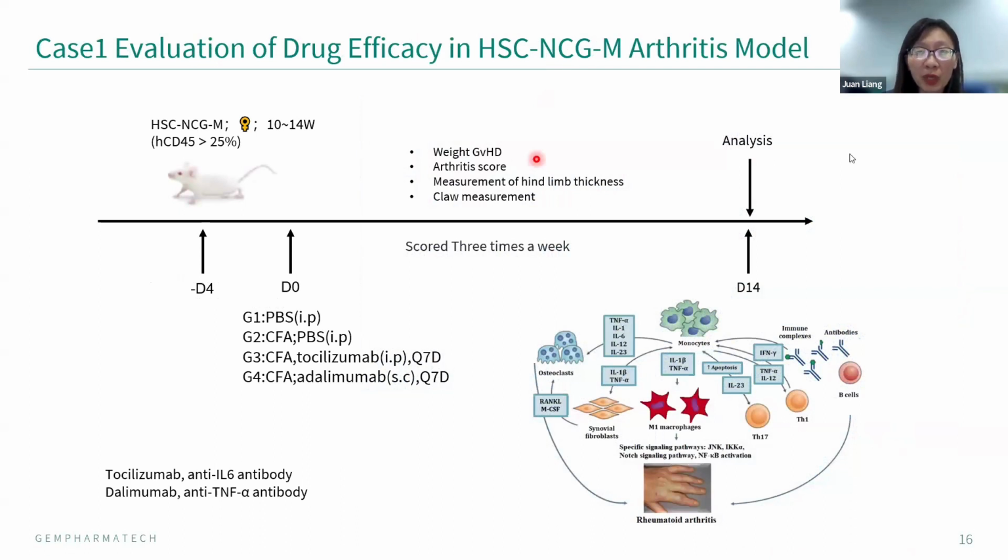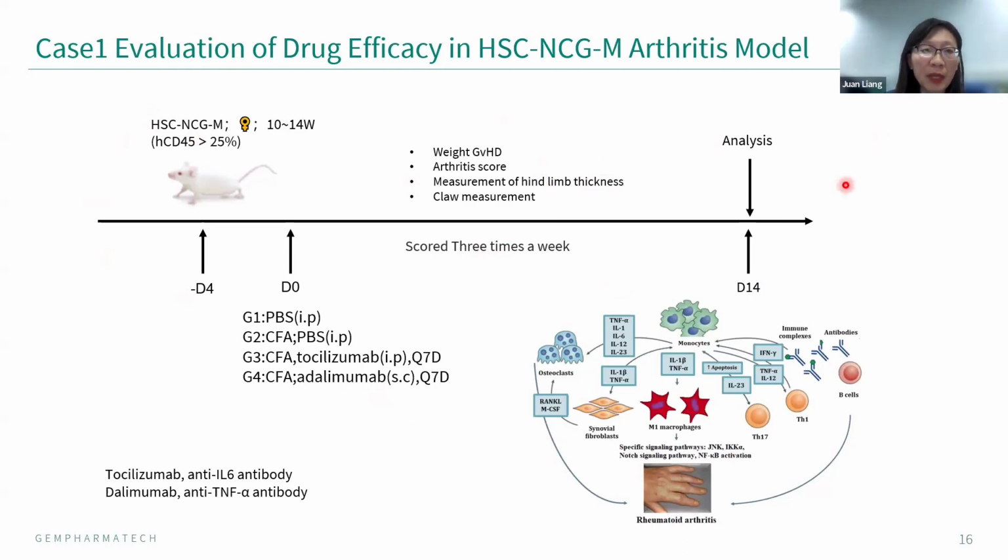Then we performed the drug efficacy study in this HSC NCG arthritis model. First, we evaluated the TNF-alpha antibody efficacy using this model. We already know that TNF-alpha contributes to the development of arthritis. And also the antibody of TNF-alpha, adalimumab, has already been approved by the FDA for clinical arthritis patient treatment. So in this model, we performed a study to evaluate this drug's efficacy.